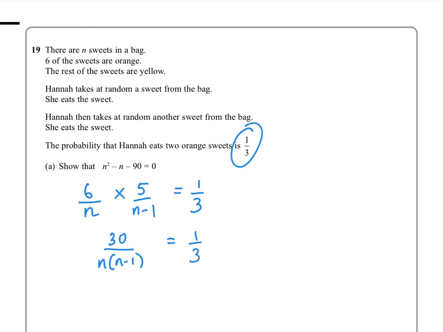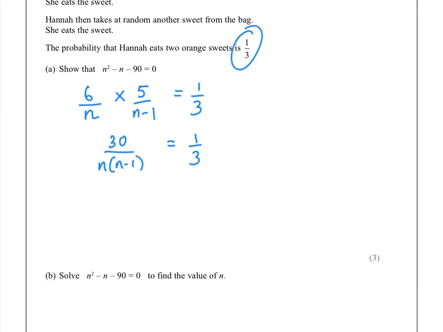I would invert both sides. So the first thing I would do is do each to the minus 1. So I would have n over n minus 1 over 30 is 3 over 1. So that's just inverting. And then I would multiply both sides by 30. And that would give me n minus 1 equals 90.